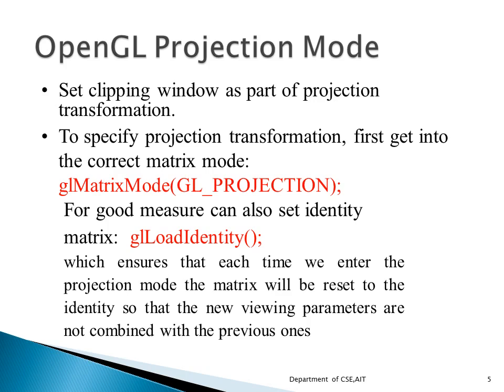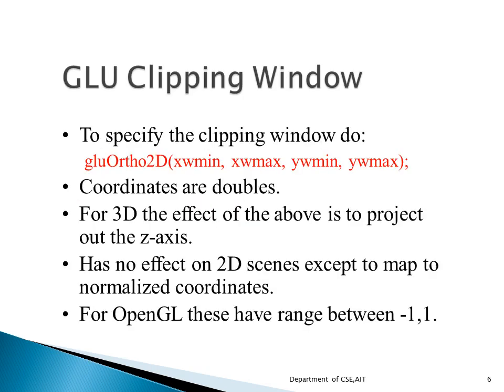However, if we are going to loop back through this statement for other views of the scene, we should also set the initialization as glLoadIdentity. This particular API will ensure that every time we enter the projection mode, the matrix will be reset to the identity matrix so that the new viewing parameters are not combined with the old ones.